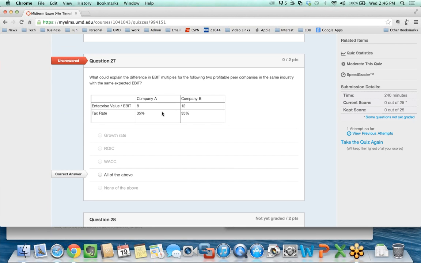Question 27. What would explain the difference in EBIT multiples for the following two profitable peer companies in the same industry with the same expected EBIT? And in this case, same expected NOPLAT because they have the same tax rate. If you remember in the key value drivers equation, when we derived it using Excel and we went through the company A, B example, we talked about there were three drivers that would primarily explain multiples. They were growth, they were ROIC, they were WACC. So growth and spread, we said, were the primary drivers of multiples. So in this case, it just said these three things would be the primary drivers of the multiples. And so therefore, the correct answer would be all of the above.